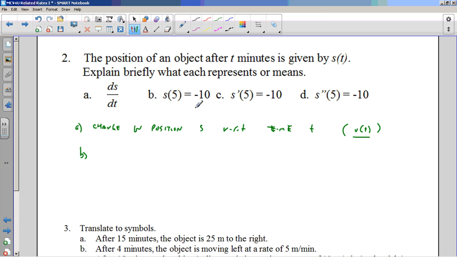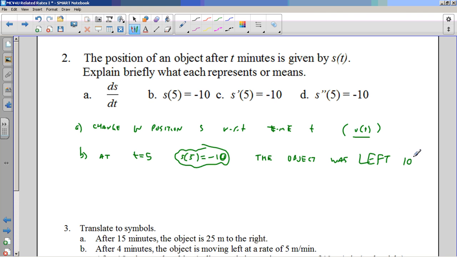What does this statement say? Well, remember, s is the position. This is, say, at t equals 5. Time is 5. The position is, well, what does that mean? This here means the position is minus 10. We'll say left. It could be down, but left, right. The object was left 10 units.